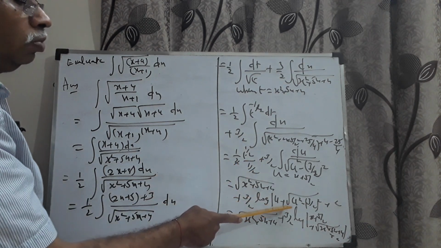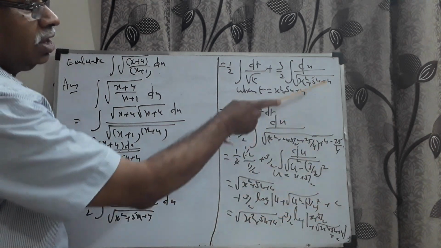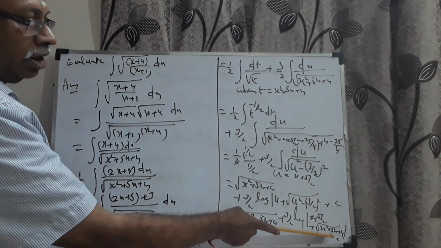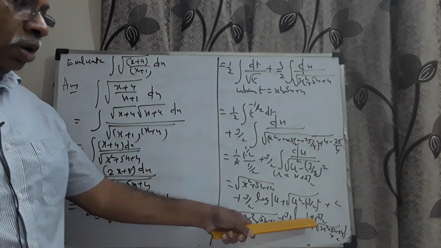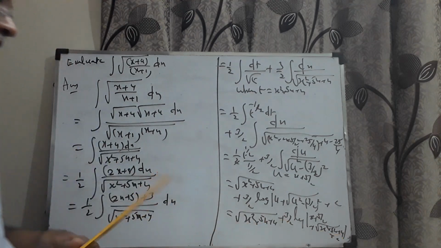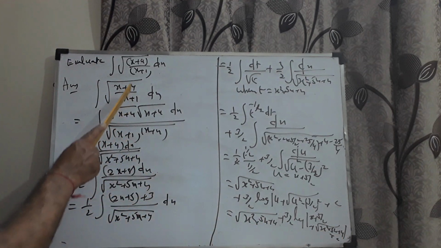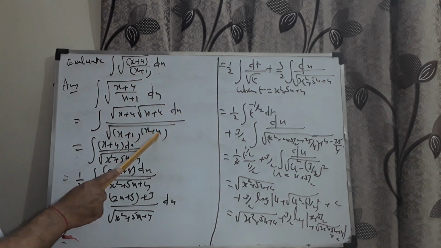Plus 3 by 2 log mod u plus this. U is replaced by x plus 5 by 2. This is originally the reduction of this. Write it as it is. Now for root of x square plus 5x plus 4 plus 3 by 2 log mod x plus 5 by 2 plus root of x square plus 5x plus 4 plus c is the final answer. Only thing is, multiplied by root x plus 4. That's a step you should remember.